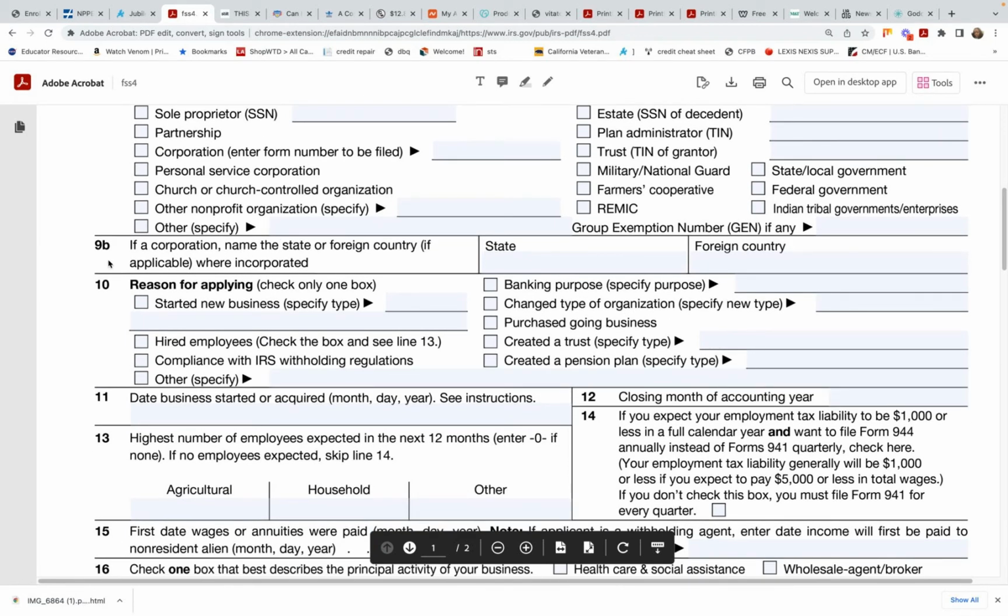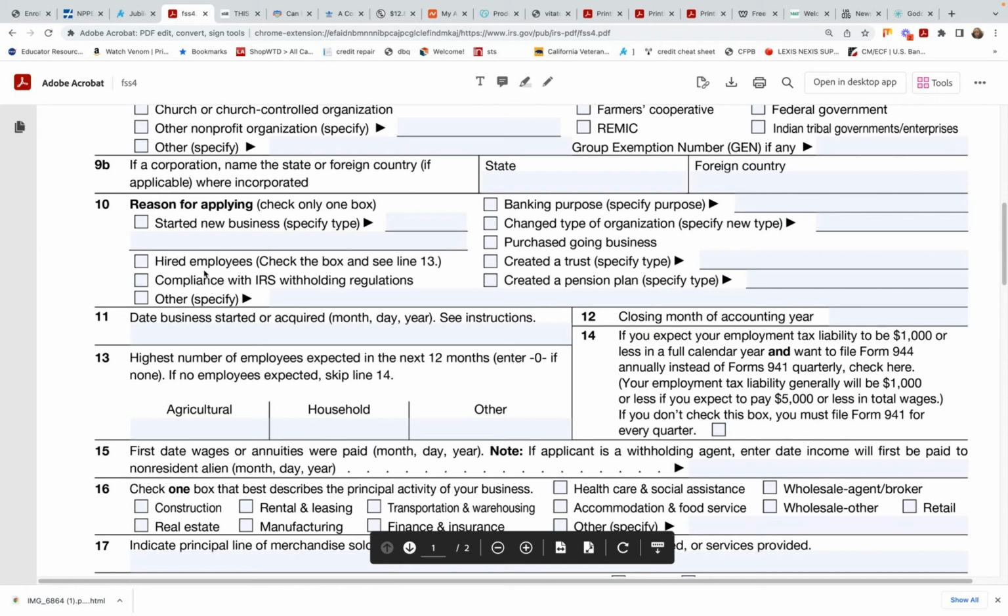Now, 9B says if this is a corporation and it was made outside of the U.S., they want that information, what country did you incorporate in to begin with, and then now what state are you operating in as a foreign entity. So they want to know what state you are operating in.